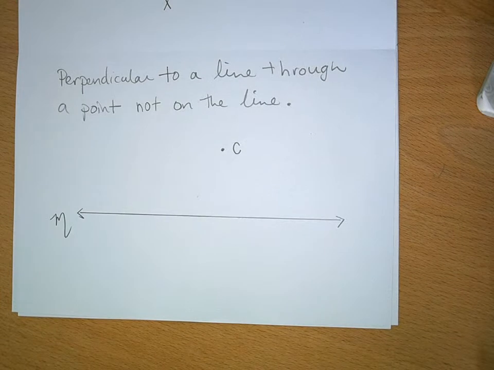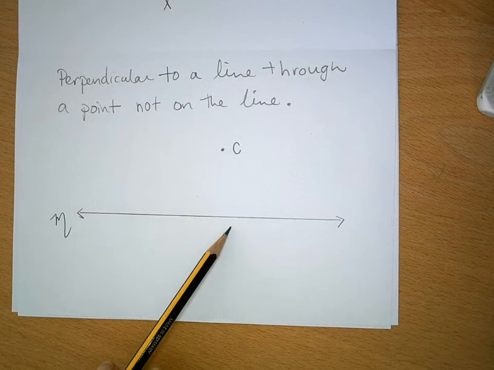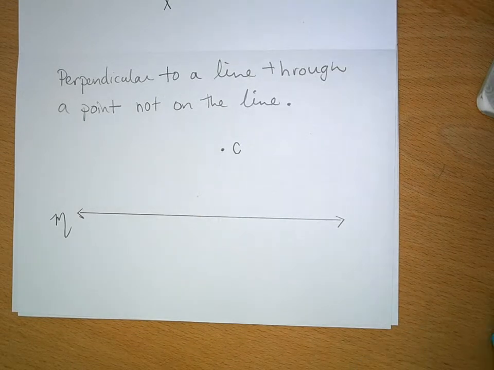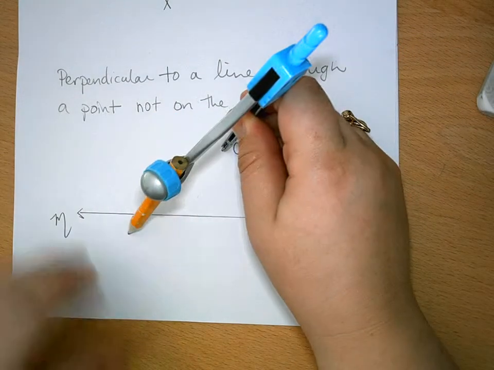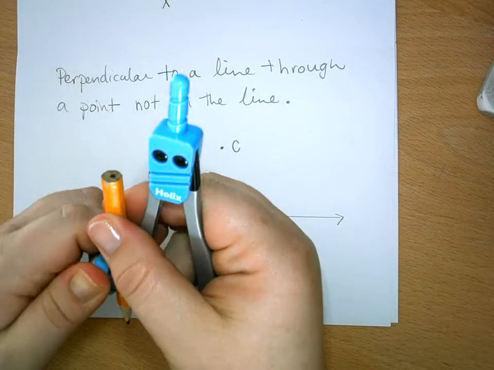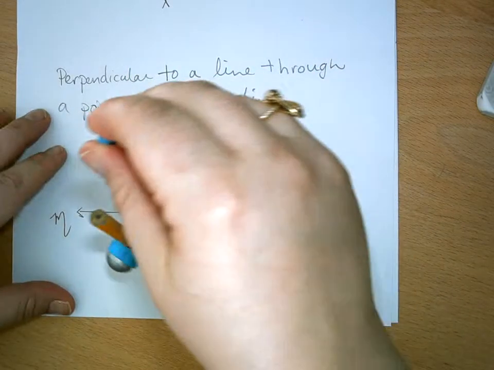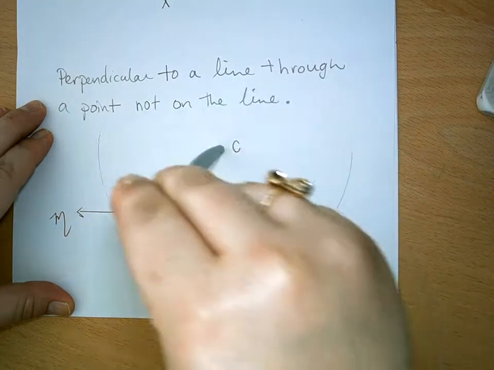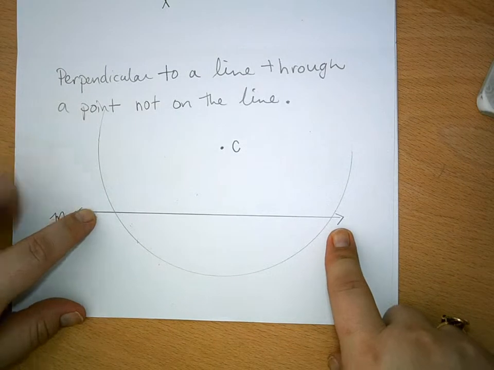For the next construction, I'm going to do a little bit of a magic trick. I bet that I can get a line that passes through this point and is also perpendicular to this line. Let me show you how. First, make a circle that's centered at C. Make sure that this circle intersects line M.